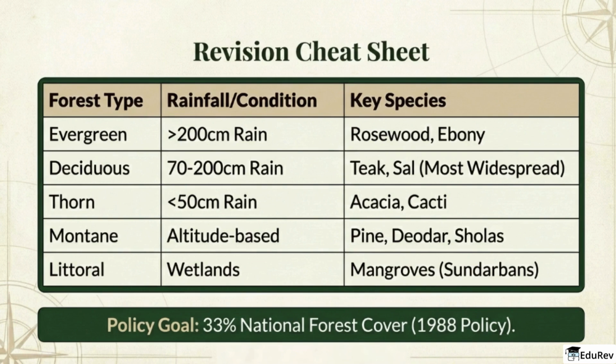And the policy goal you should never forget is this: 33% national forest cover, tied to the 1988 policy vision. This chapter is not about memorizing 5 names. If you understood India's ecology through rainfall, altitude, soil, and human use, you are exam ready.